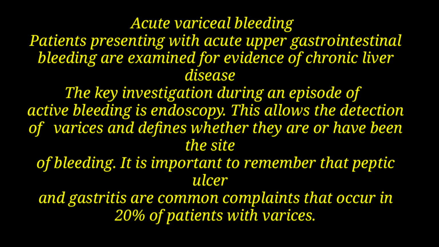Acute variceal bleeding. Patients presenting with acute upper gastrointestinal bleeding are examined for evidence of chronic liver disease. The key investigation during an episode of active bleeding is endoscopy. This allows the detection of varices and defines whether they are or have been the site of bleeding. It is important to remember that peptic ulcer and gastritis are common complaints that occur in 20% of patients with varices.